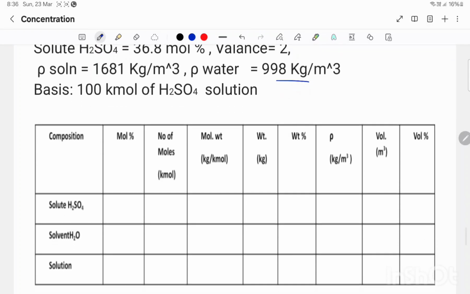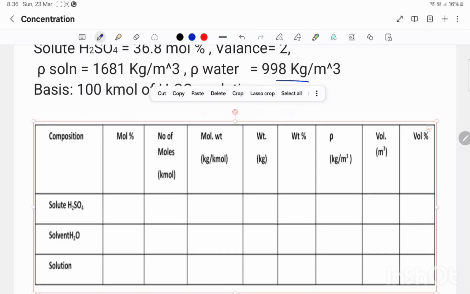Now let us solve the problem. So the data given in the problem is mole percentage is 36.8. From this we have to calculate what is weight percentage and volume percentage.